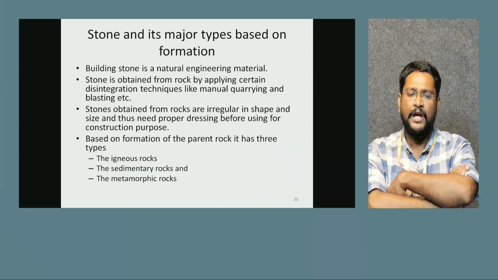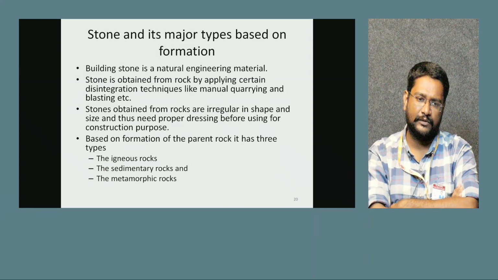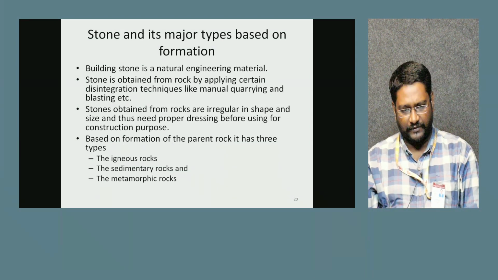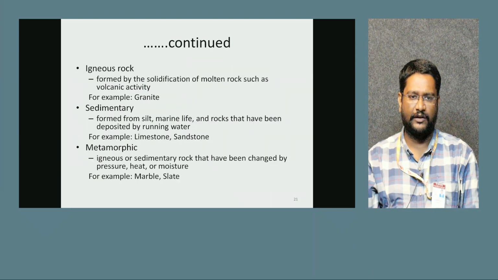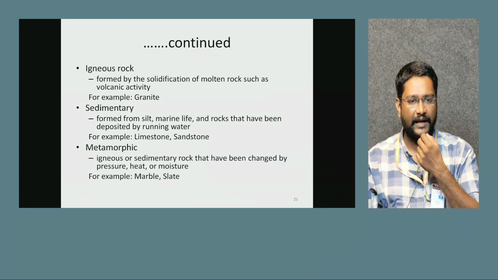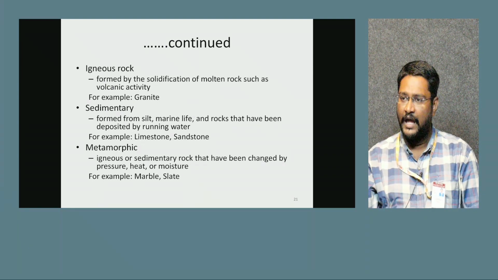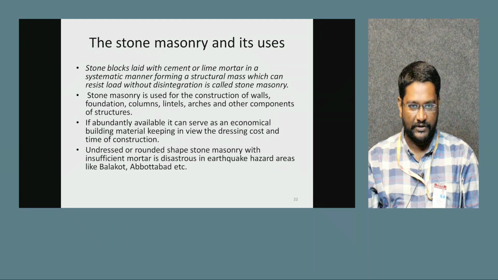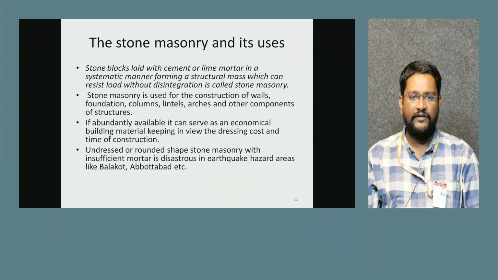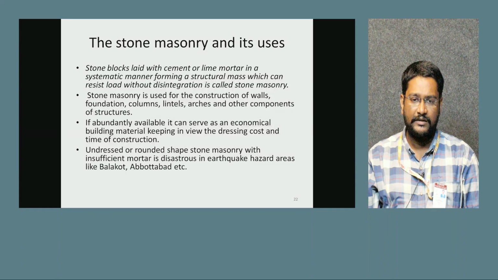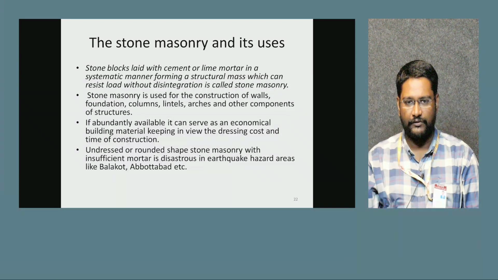Compared to these three rocks, igneous rock will have more strength. Next will be the sedimentary rock and metamorphic rocks. Examples: igneous rocks will be granite, sedimentary rocks will be limestone and sandstone, and metamorphic rocks will be slate and marbles. These stone masonries are used as stone blocks, and we can use stone masonry for the construction of walls, foundations, columns and all. So depending upon the requirements, we have to think first.